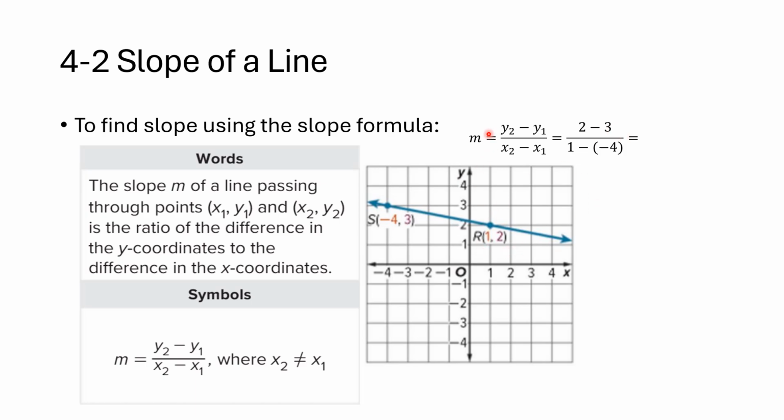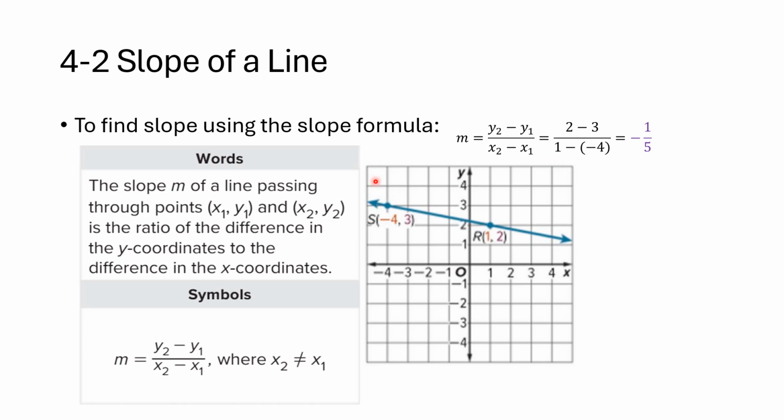And on top we have y2, which is the value of 2 from point R, minus y1, the value of 3 from point S, and we just plug that into our formula. So we have 2 minus 3 over 1 minus -4. So when we do that math, we get 2 minus 3 is -1 over, minus a negative is a positive, right? That's plus. So 1 plus 4 is 5. So our slope ends up being -1 over 5.